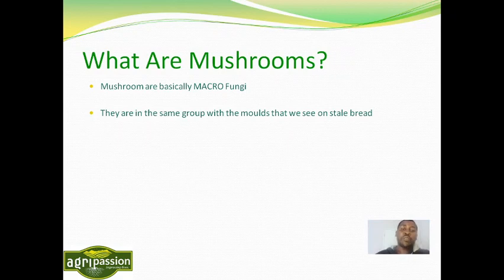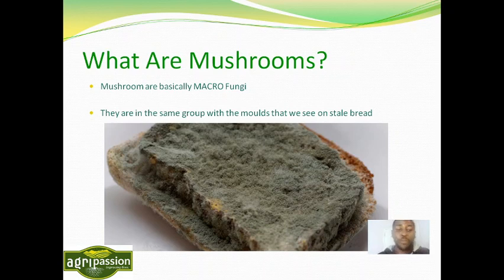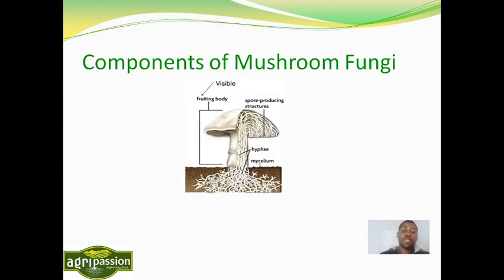An example of a fungi that we all know, that we are familiar with, is the mold that we usually see on stale bread. It's something that is very popular. All of you have come across this. This is an example of fungi, but a mushroom is quite bigger than this. But you need to understand that this is the same family. Now, this is kind of microscopic. But now, let's go to what a mushroom fungi looks like.